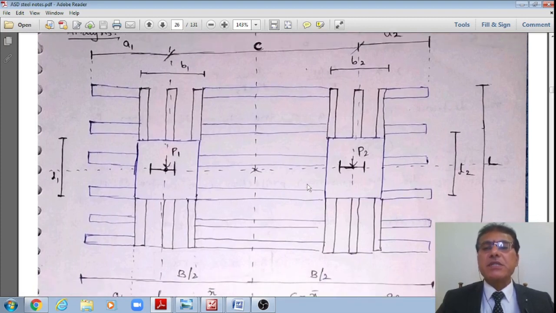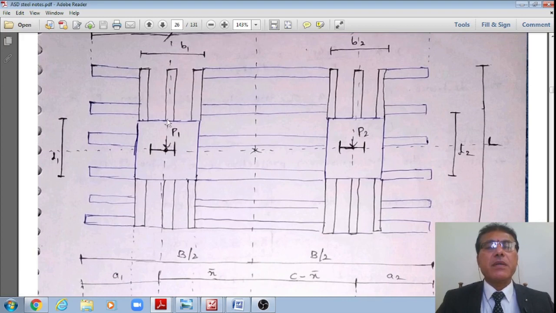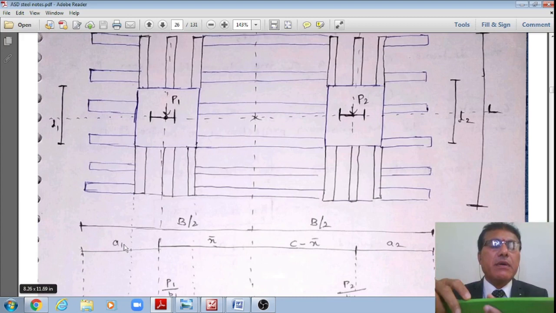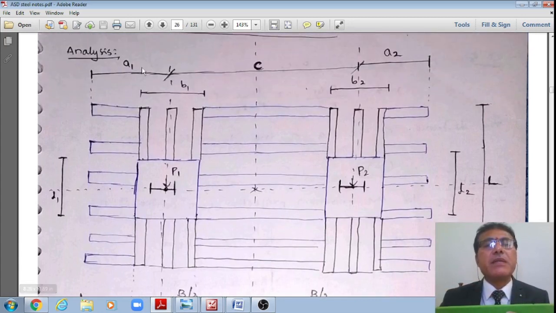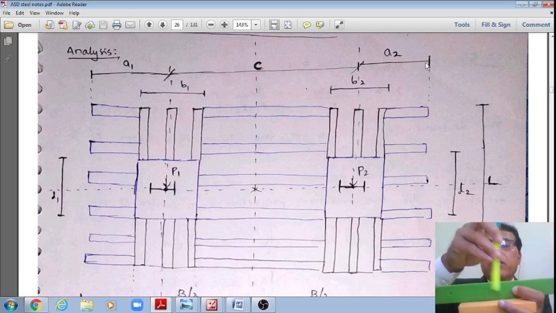Here the dimensions are assumed as the width b, therefore this is b by 2. And here we'll say that from the center line of the column, the length of the beam, that is actually a cantilever, is a1, whereas the net cantilever is a1 prime. This is a1. And similarly, on the right side, from the center of the load to the end is a2, right? This is a2, right?